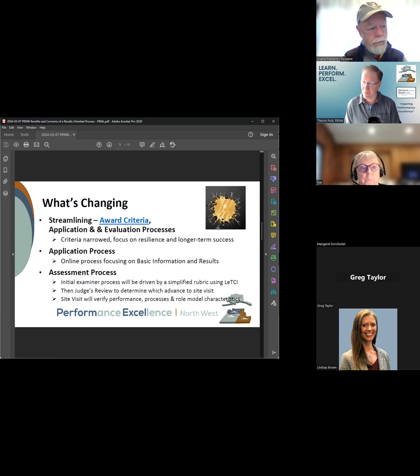It is online, so it's a little different for applicants. Now they're plugging and playing their information into an online registry, if you will, or a database. And it is then assembling the application for the examiners to take a look at using that database process. So it's going to look a little different.